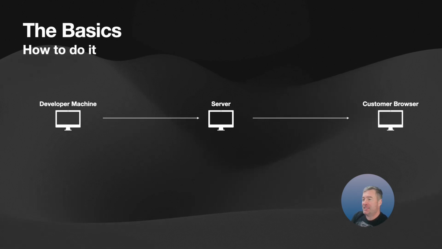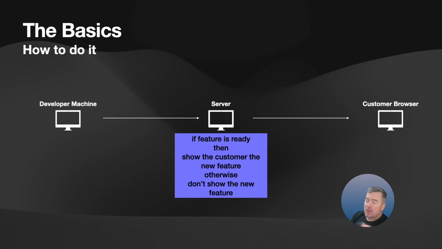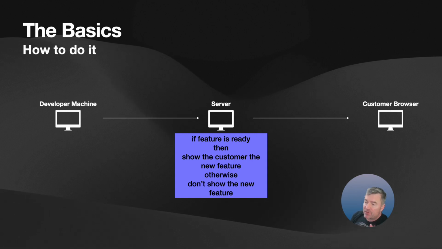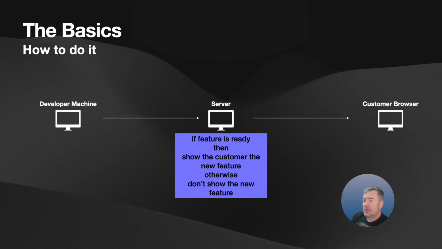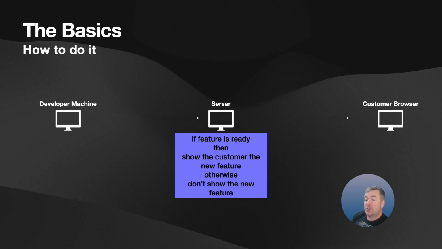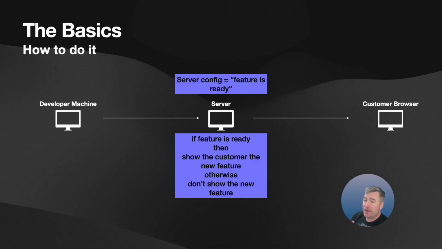So, the basics. We're back to the simple model here, right? 1 developer, 1 server, 1 browser. When we talk about feature switching or feature flagging, or toggles, there's all sorts of other ways to do this. Effectively, what it means is you put some sort of logic on your server that says, if I know that this feature is ready, then show the customer the new thing. Otherwise, don't. That's the simplest way to put it.